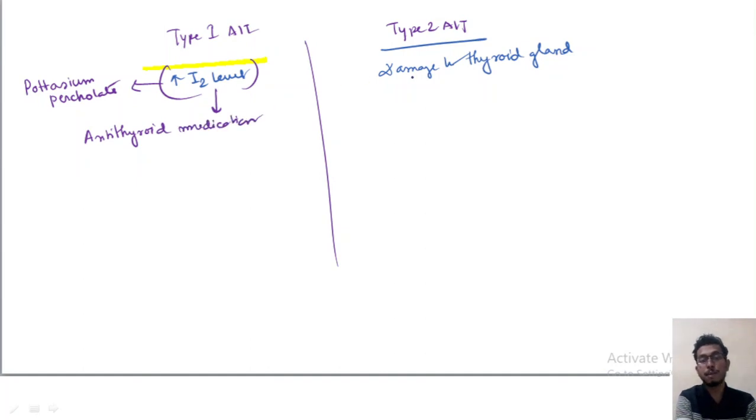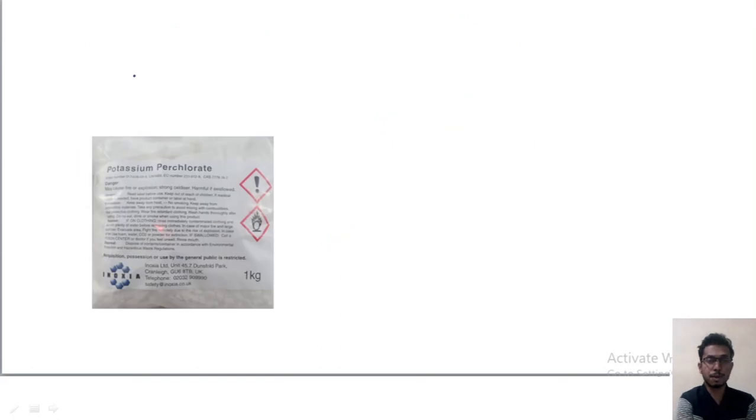In type 2 there is damage because of inflammation, so we can give an anti-inflammatory, that is steroid. Okay, so this is the potassium perchlorate which is used in type 1 amiodarone induced thyrotoxicosis. Its dosage ranges around 200 mg QID.